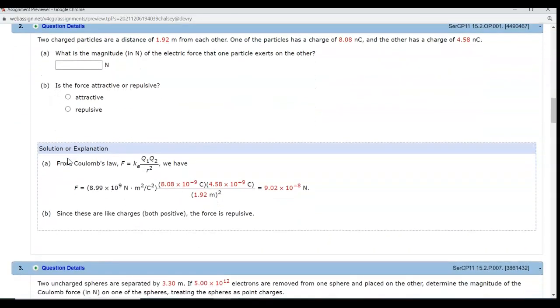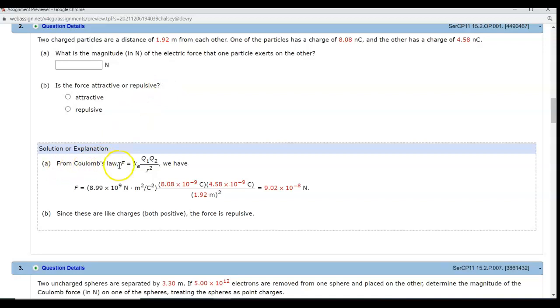Two charged particles are a distance of 1.92 meters from each other. One of the particles has a charge of 8.08 nanocoulombs, and the other has a charge of 4.58 nanocoulombs. What's the magnitude, in newtons, of the electric force that one particle exerts on the other? So the force is measured in newtons. Is the force attractive or repulsive?